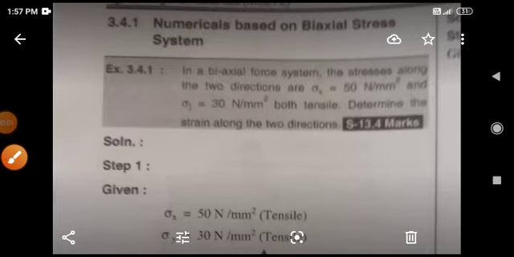Hello friends, this is the fourth lecture of Strength of Material, third unit, in which we are looking at biaxial and triaxial loading. That unit was mechanical properties and elastic constants of materials. This was the third unit.